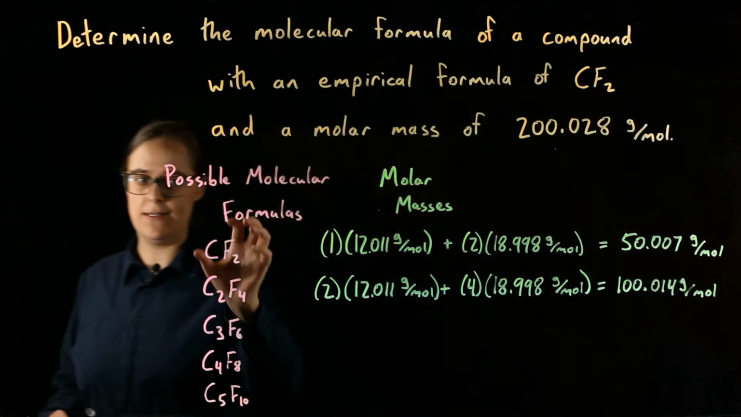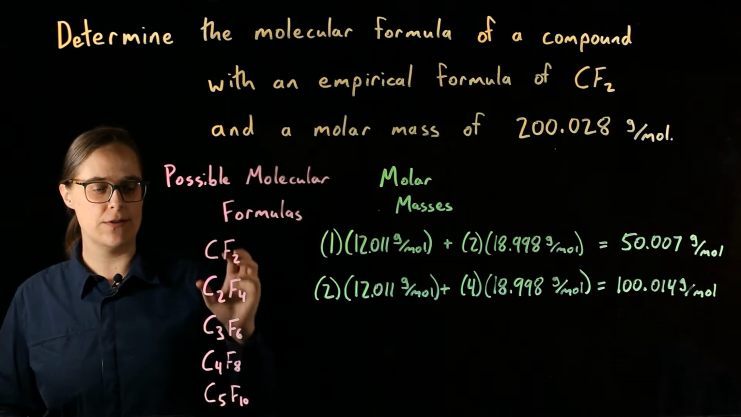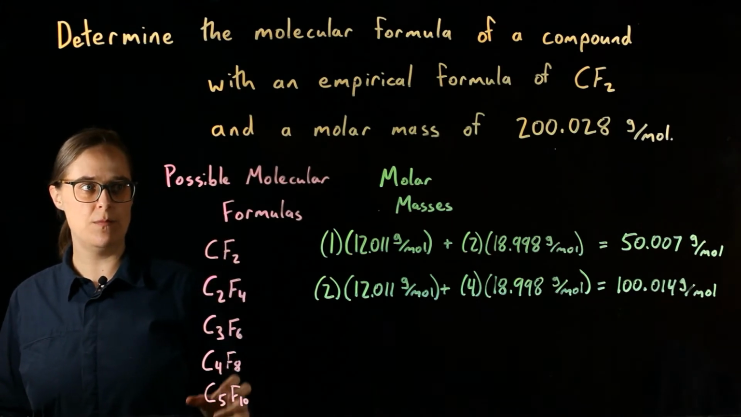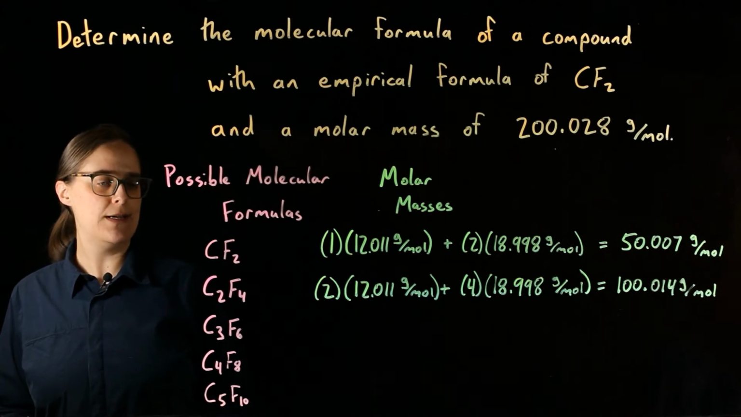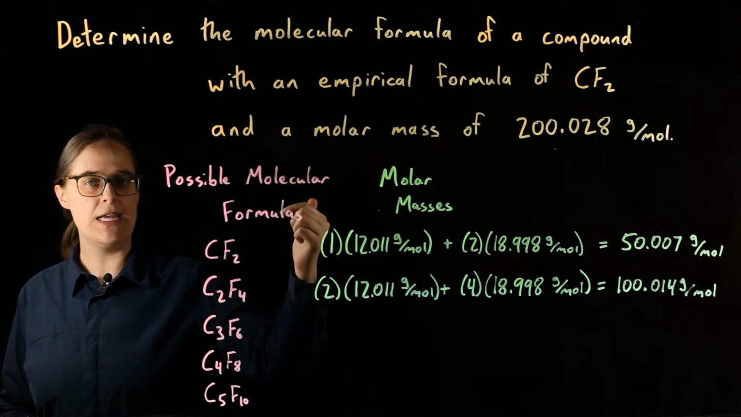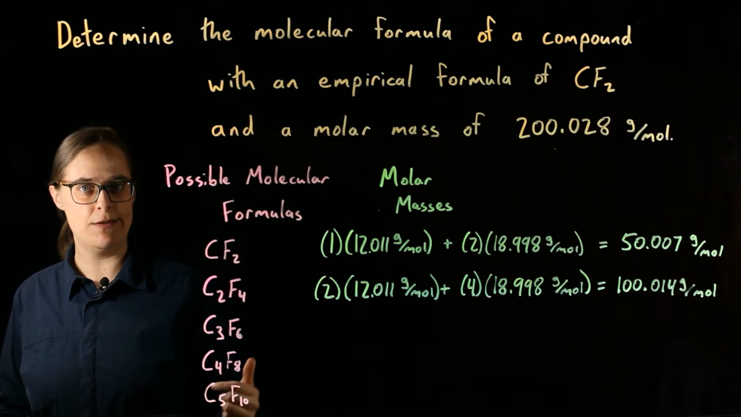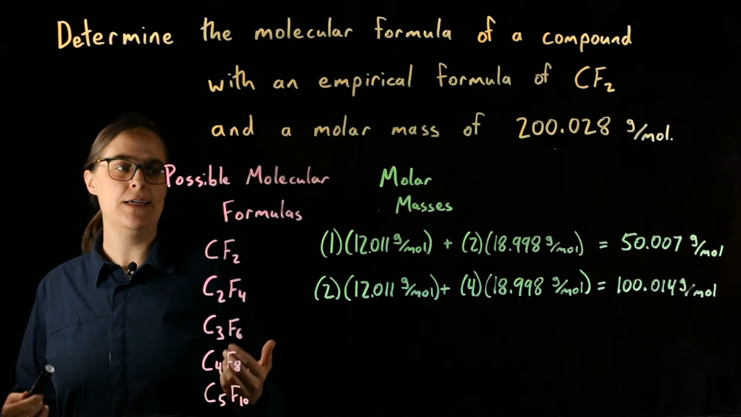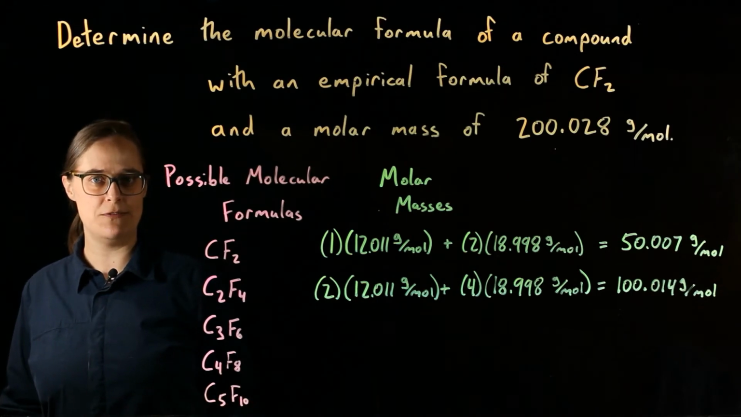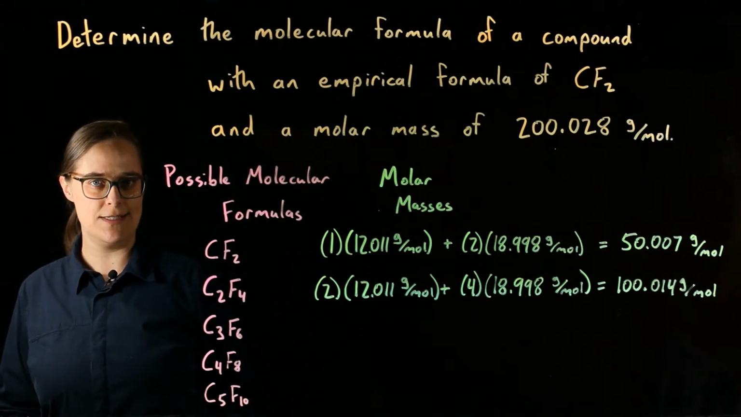But as I said, this list is infinitely long. There are going to be an infinite number of possible molecular formulas. Wouldn't it be nice if instead of calculating a molar mass for every single possible formula until we get to 200.028, we can just find some multiplication factor? So let's do that instead.